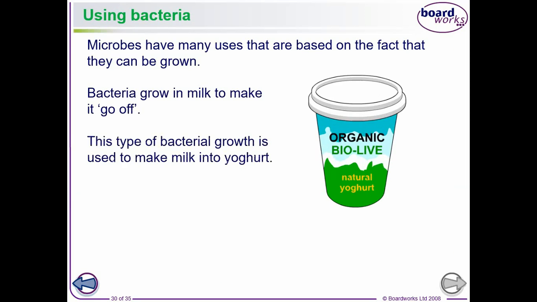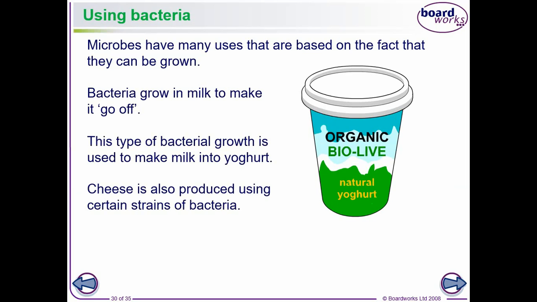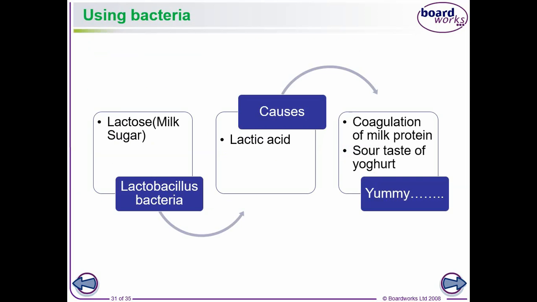Okay, how do we use bacteria in food production? First of all, we can use bacteria to make yogurt and a lot of cheese. How do the bacteria make yogurt? A lactic acid bacteria or a lactobacillus bacteria feeds on the lactose, which is the milk sugar. The sugar in the milk is called lactose.